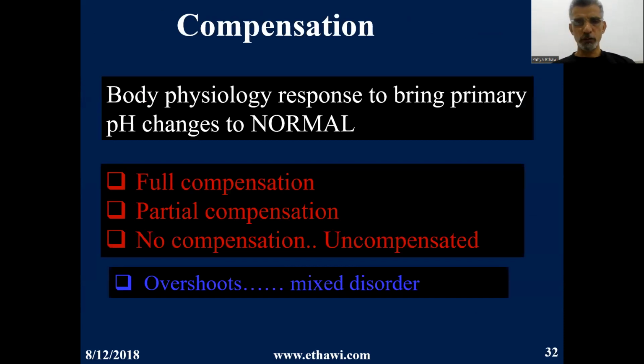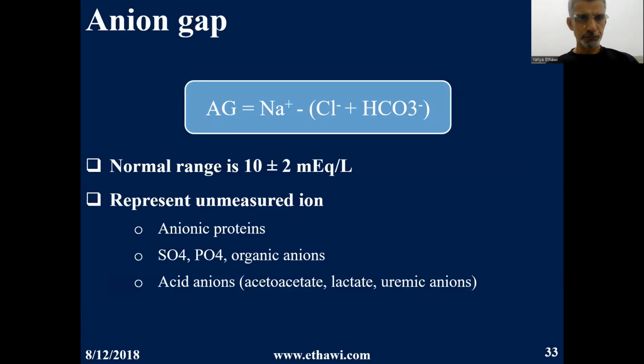Compensation can give you full compensation, partial compensation, or no compensation. Compensation will never overcorrect, so if you see overcorrection, for example a patient with acidosis that should normalize becomes alkalosis, then you have two problems at the same time, a mixed disorder, an overshoot. This means the overshoot is not due to the correction alone, it's due to the correction and another disorder.